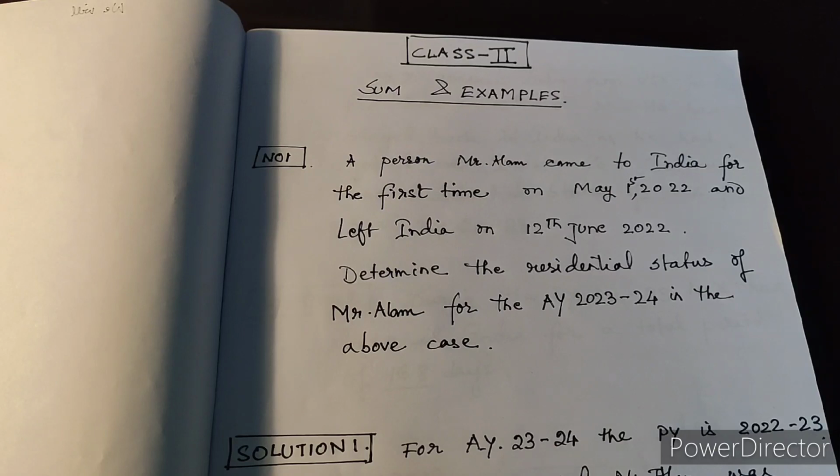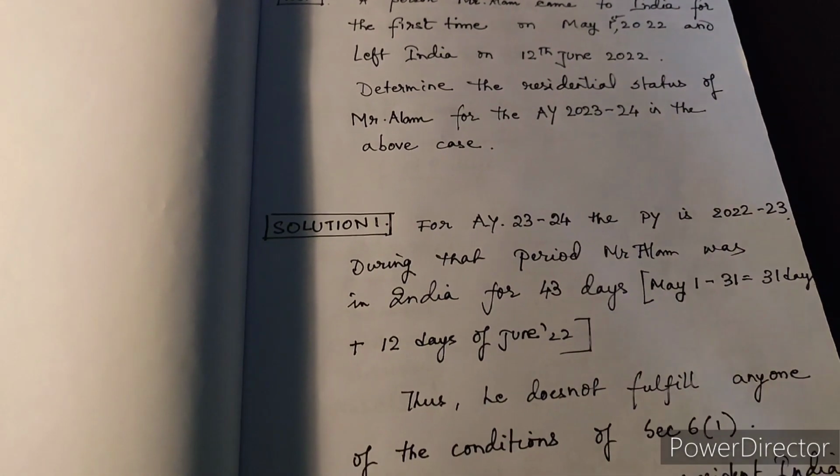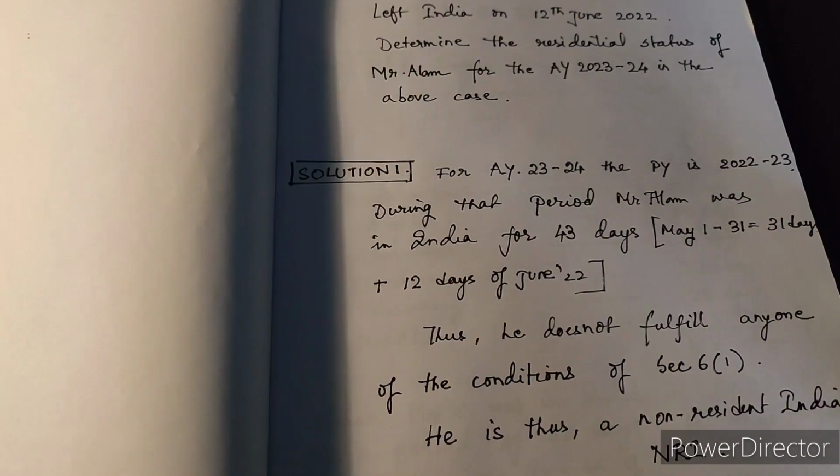A man, Mr. Alam, came to India for the first time on May 1st, 2022 and left India on 12th June 2022. Determine the residential status of Mr. Alam for the assessment year 23-24 in the above case. Okay, so what you have to do is to find out the number of days for which he was in India. So let us see the solution.